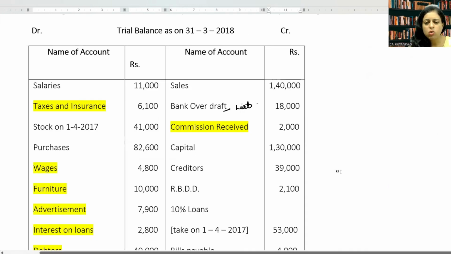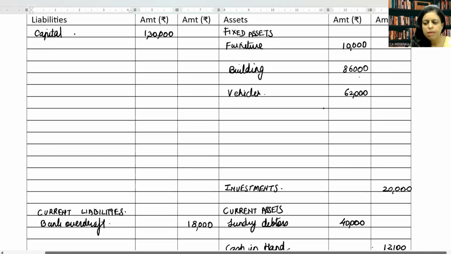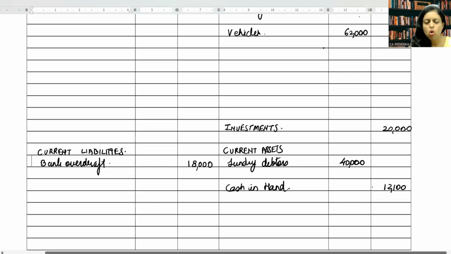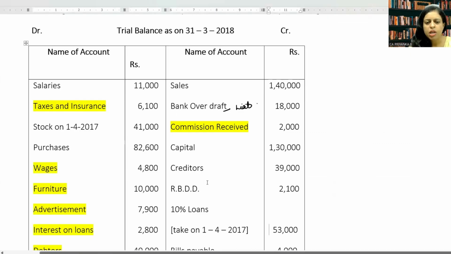All right. Next one, creditors. Creditors 39,000, liability. So I'm going to write in current liabilities 39,000 of the sundry creditors. No adjustment to this, so write in outer column.